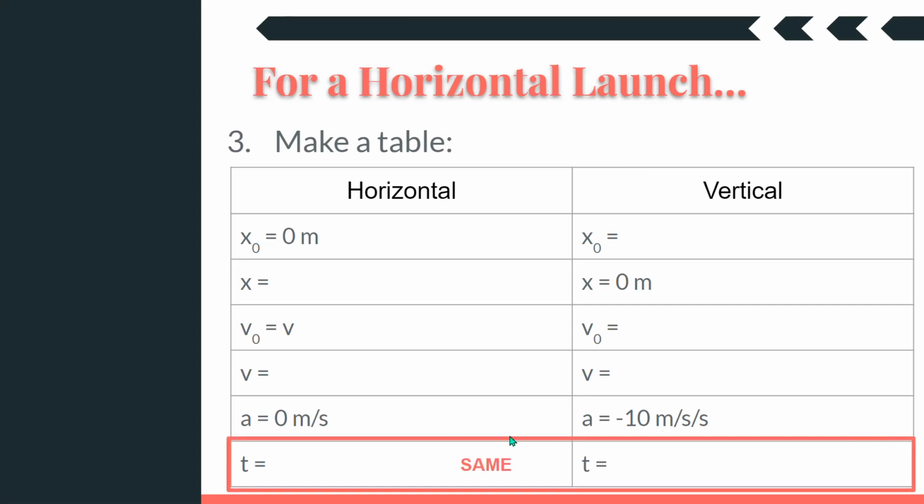The other thing I want to point out to you, time is scalar. It does not have direction. There is no such thing as horizontal time and vertical time. Whatever you get for time for one is the same as it is for the other. So your times will be the same vertically as they are horizontally. Whenever you calculate it, it's the same value for both.